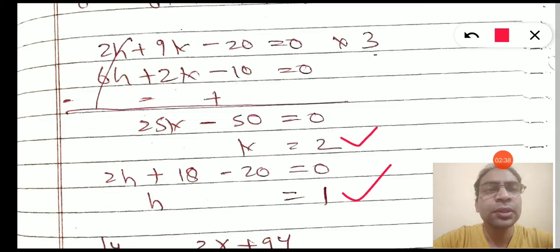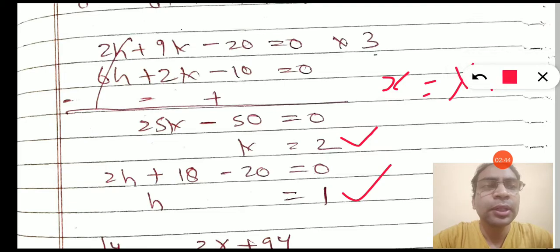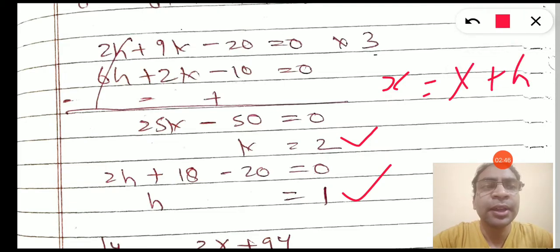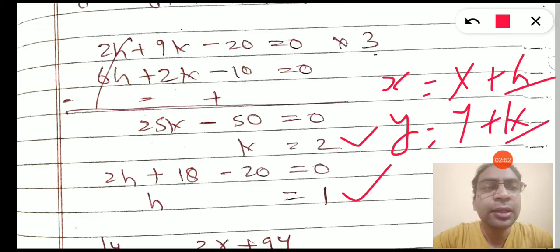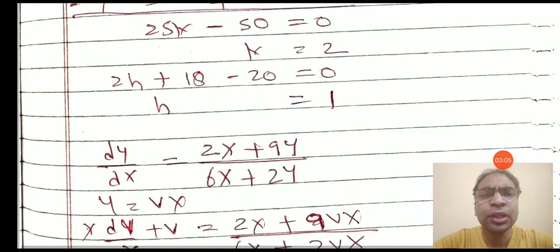Using this, if you remember, we have small x is equal to capital X plus h, and small y was equal to capital Y plus k. So here we have h and k. By substituting these h and k, we could find out the values of capital X and capital Y in terms of x and y. We will need this later. So let's continue with the question.